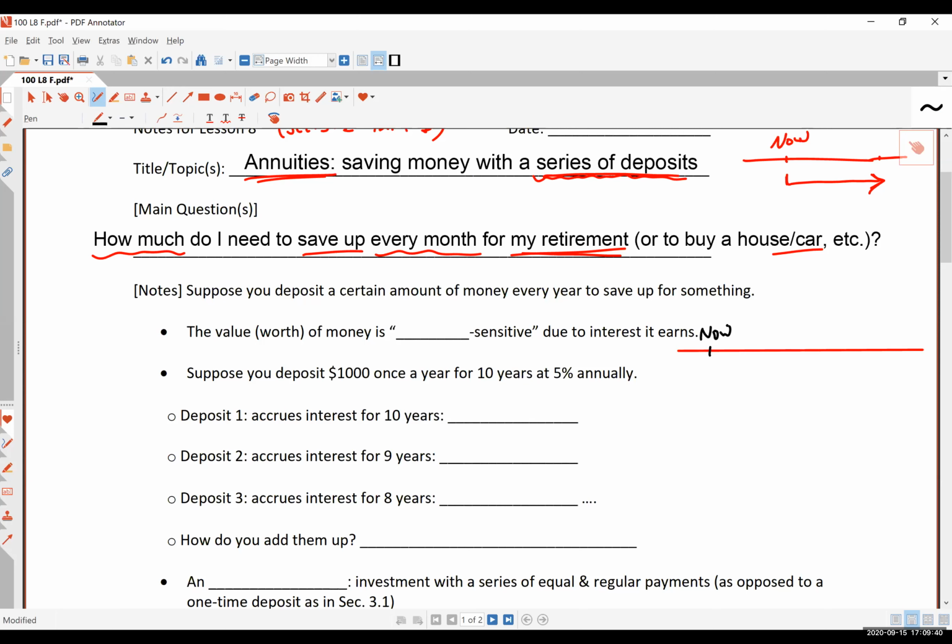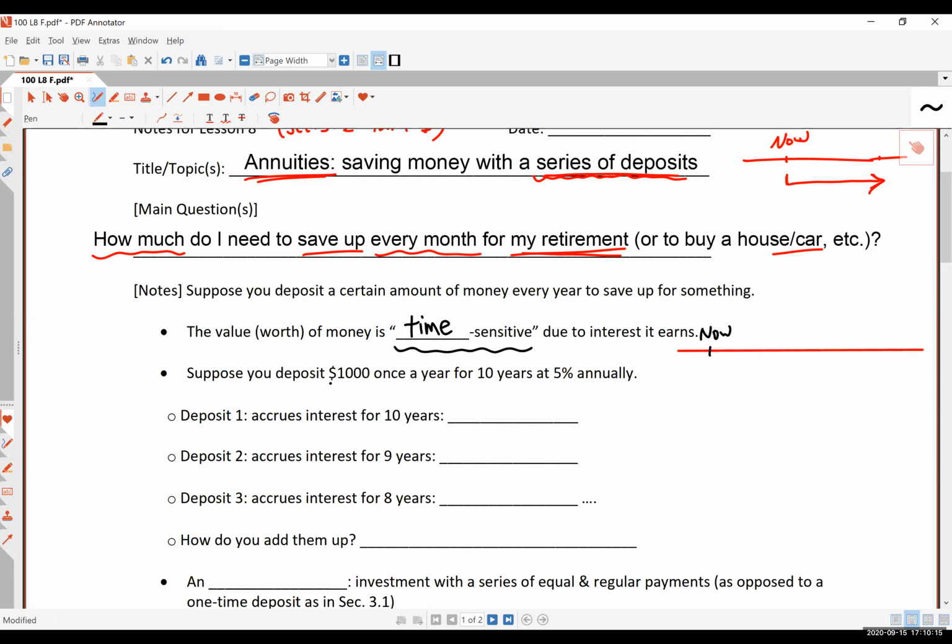Let's say, well, first of all, I should say the worth of money is time sensitive, okay? This is the description that basically describes pretty much any kind of money in the big context. Money is time sensitive, which means that the dollar today is not the same as the dollar a year from now or a year ago, okay? Because it is time sensitive. The value of money is time sensitive due to the interest it could earn, and it does earn, okay?